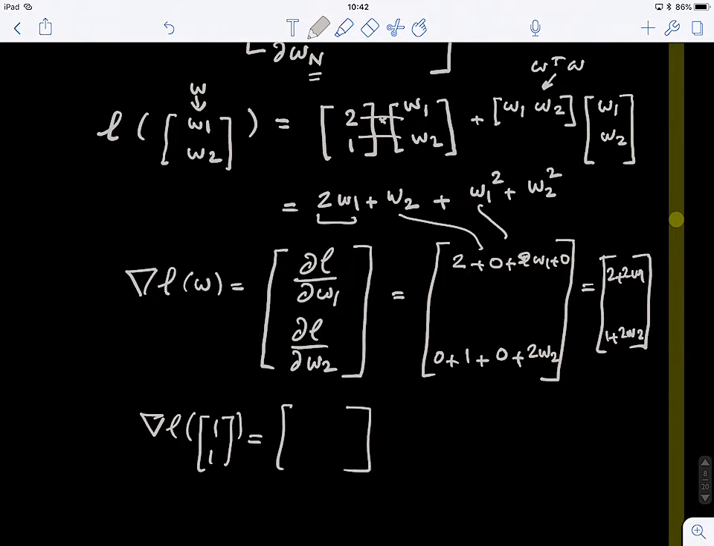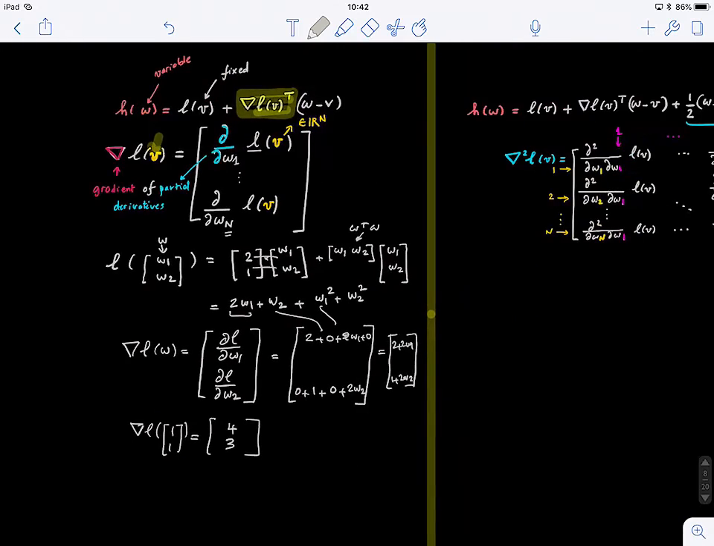It's so easy. You're just replacing your W's with these values. So this is 4, and this is 3. Now you guys get it. Now it's so easy to generalize to the Hessian because you know how to do this, okay?